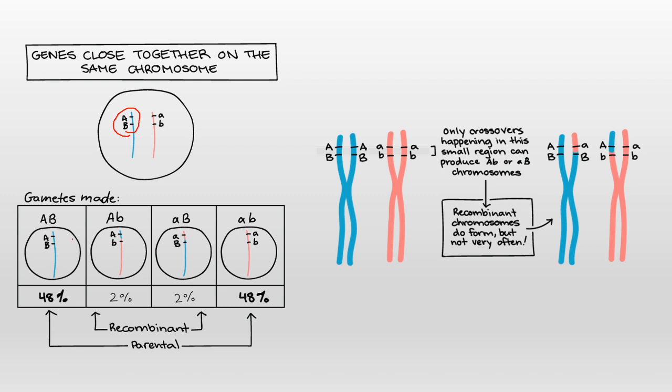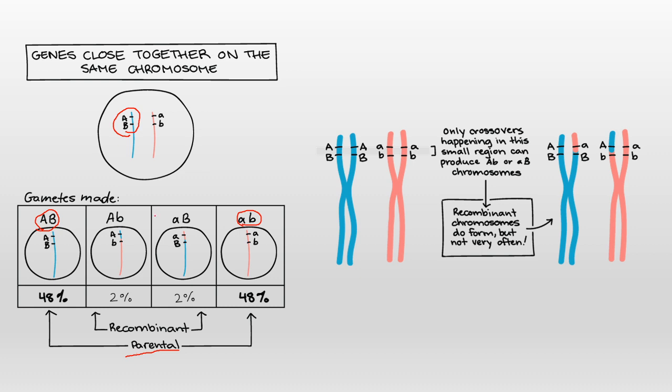Now what happens is, the gametes that are made are slightly different. In most cases you get a high chance of capital A, capital B, and a high chance of small a, small b. That is the parental combination. See, capital A and capital B, small a and small b. So this is called the parental combination, parental genes.